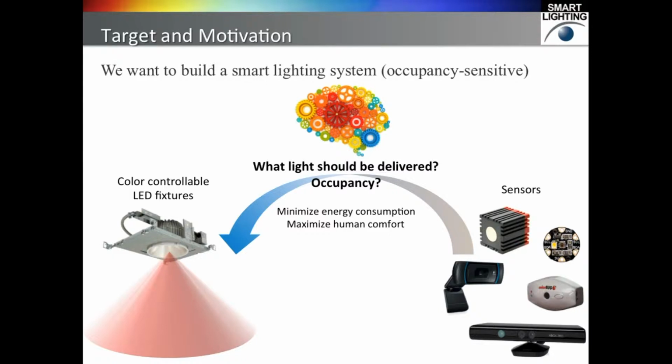For example, if the room is empty, the lights should automatically turn off. If there are many people in the room, then the intensity of the light should be strong enough. We call this occupancy-sensitive lighting, and the sensor is the key to capture the occupancy information.